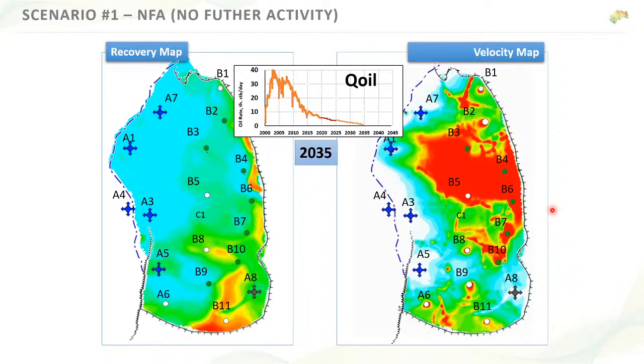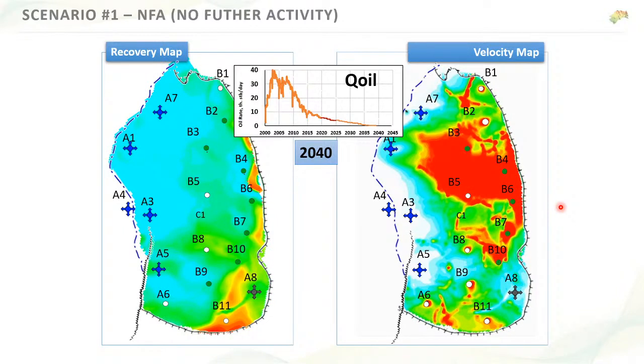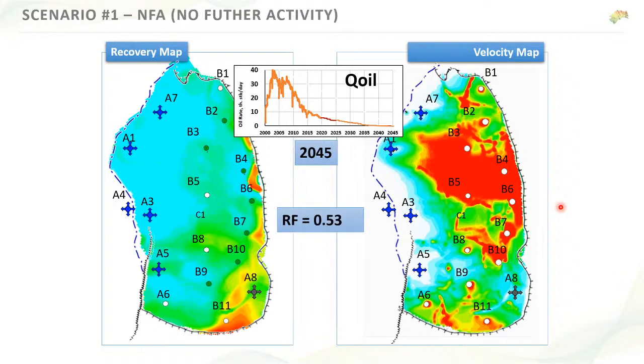And we see a similar scenario in, say, 2035. You'll notice that the production is pretty well just going down steadily all the while. That's expected because this is just an NFA scenario. So that's 2040, not much of a change. And we go another 5 years to 2045, and we find out that we have a recovery factor of like 53%.